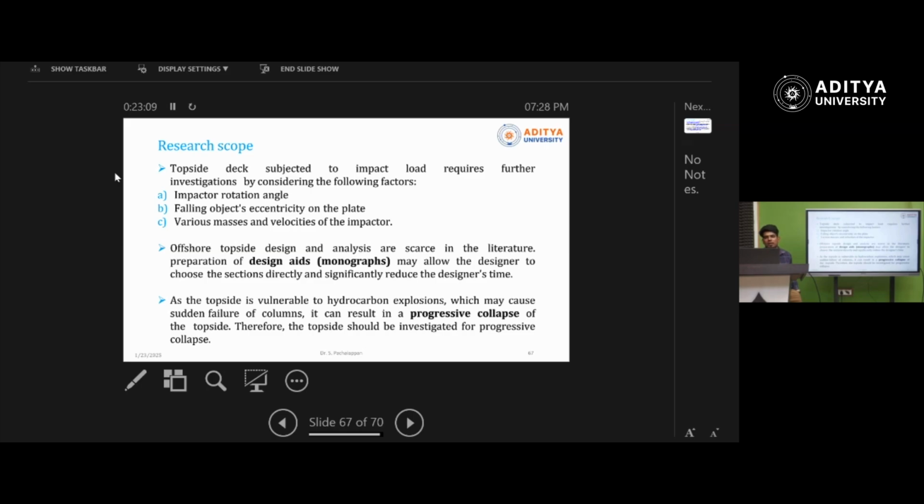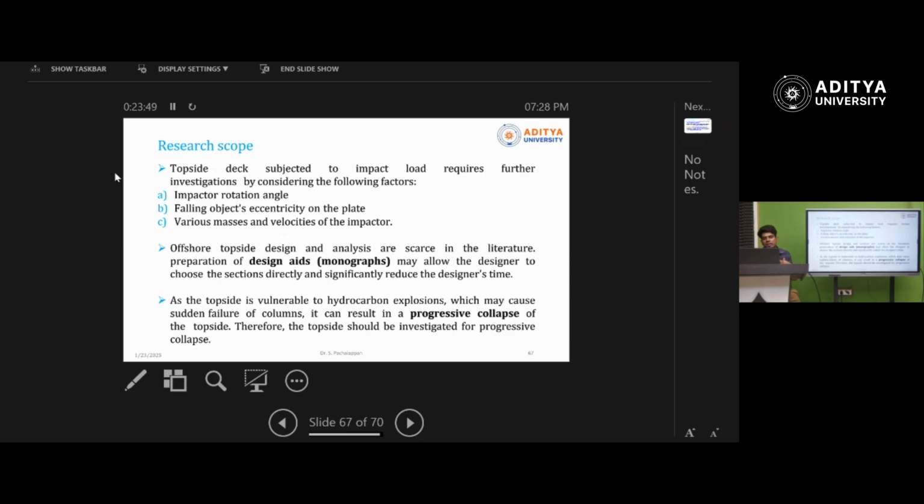First of all, the impactor rotation angle. For example, the plate is there, the projectile is coming. It is not going to be only in a stationary position. It will have eccentricity. It is going to rotate also. So that rotation angle we should consider in many categories, which is one of the research scopes. And then the plate is there, the missile is coming. We cannot ensure that the missile is going to hit exactly on the center of the plate. It may hit anywhere on the topside structure. So if you consider the various eccentricities and the rotation angle, that is one of the research scopes.